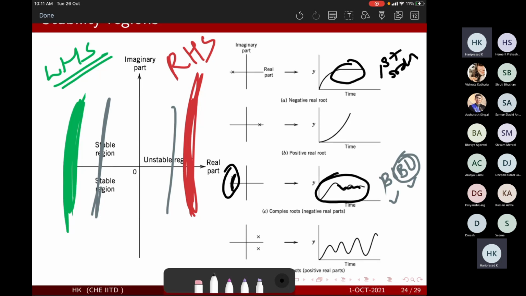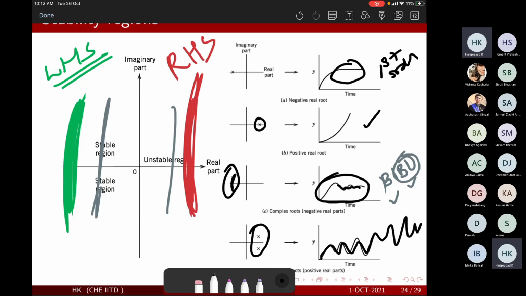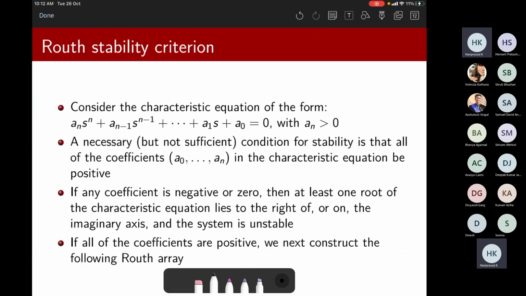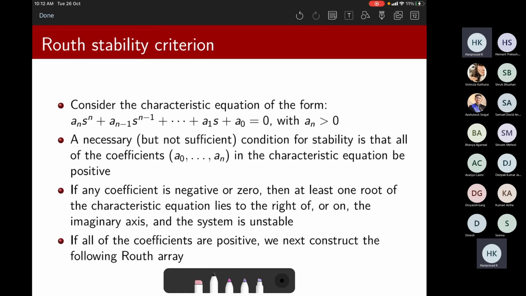But on the right hand side, this is fully off. If something is lying here, it is unbounded, and if something is lying as a complex conjugate, it would be oscillatory and unbounded. It would keep on increasing and going outside. This is all we know, but the problem is how to check this. For a second order system, you can calculate the roots. For a first order system, it is very easy to calculate the poles. But if you have an nth order polynomial, it is slightly difficult to do.